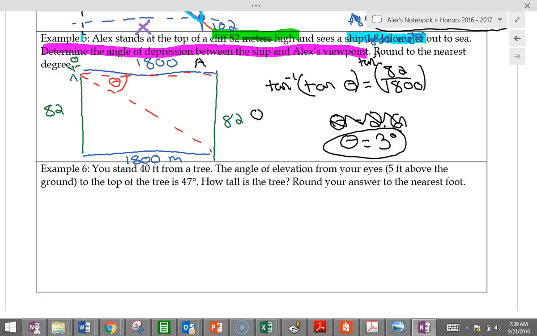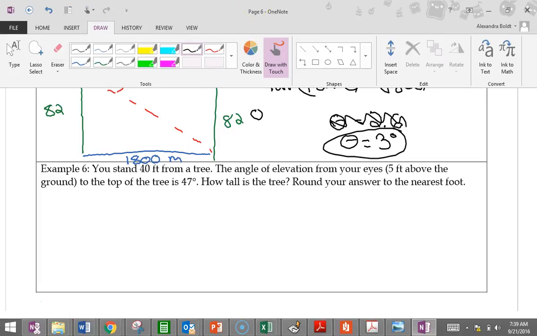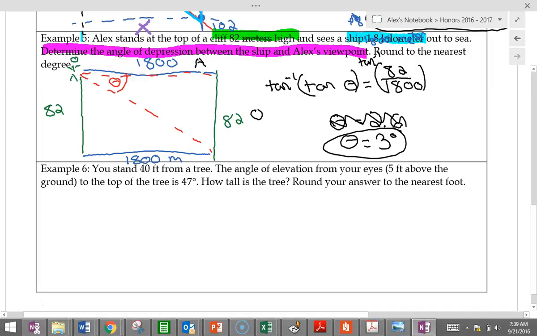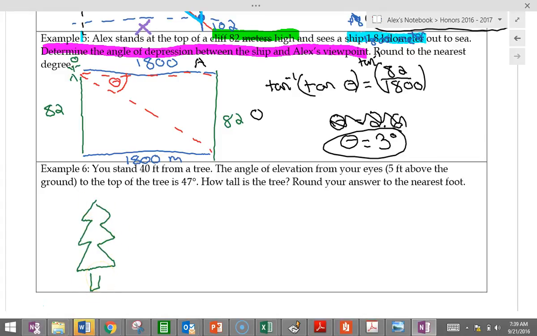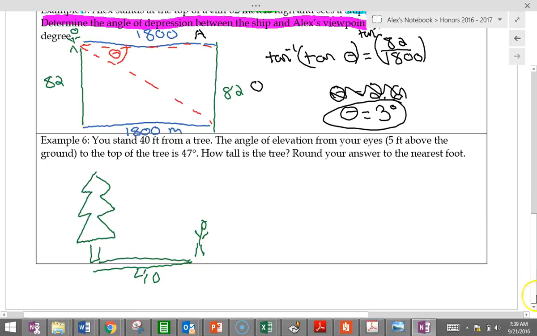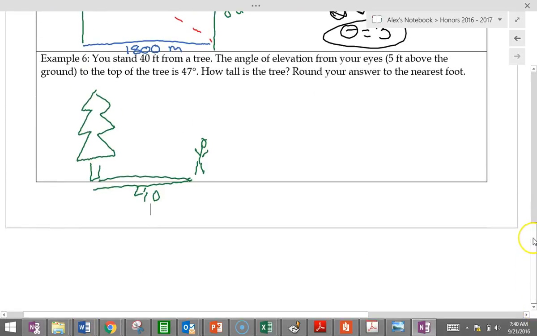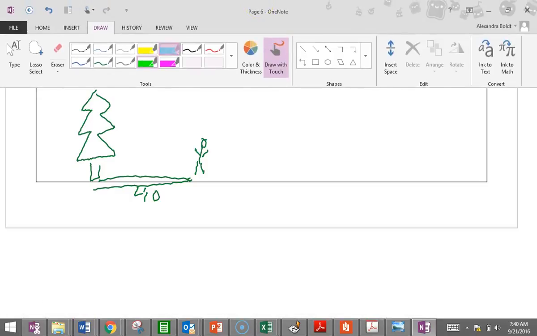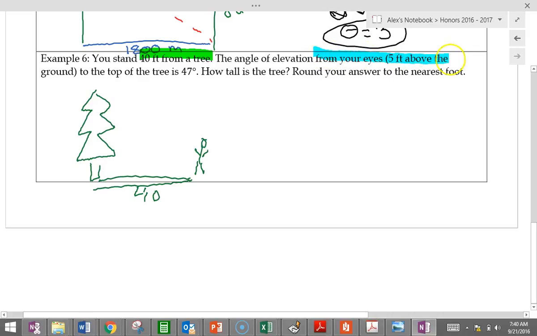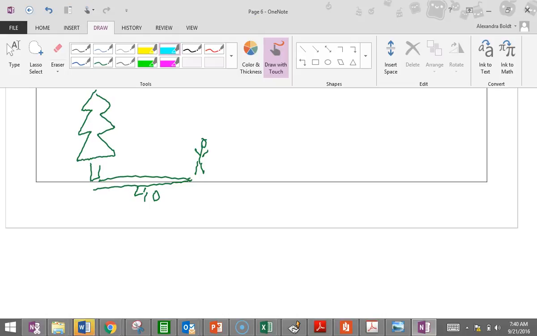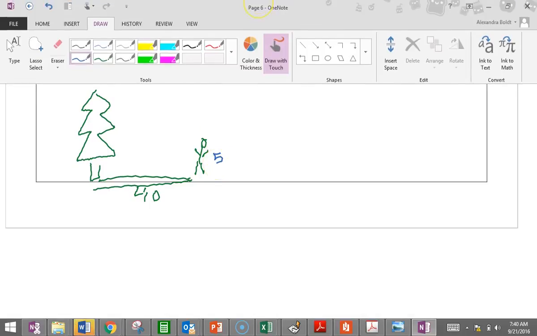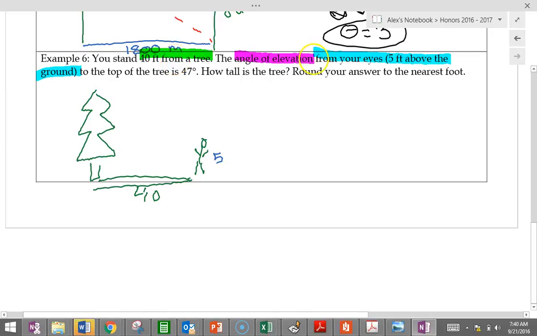All right, last example. You stand 40 feet from a tree. So here's my tree. Here's me. Here's you. So you stand 40 feet from that tree. Now, the angle of elevation from your eyes, you're 5 feet above the ground. So we're 5 feet up. Then the angle of elevation is 47 degrees.